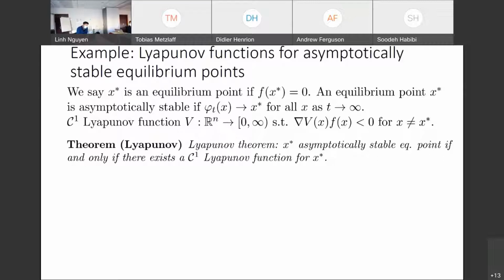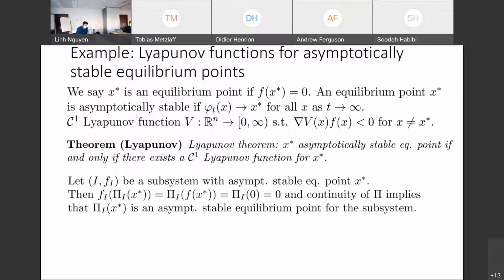And using this, we want to see that an equilibrium point is asymptotically stable if and only if it's stable for all the subsystems. Let's take any subsystem. First, let's check that if we project that point, this is an equilibrium point for the subsystem. This is exactly stated here. And convergence to that point just follows from continuity of the projection and the property that solutions of the subsystem are exactly projections of solutions for the whole system. And using asymptotic stability for the whole system gives asymptotic stability of the subsystem.